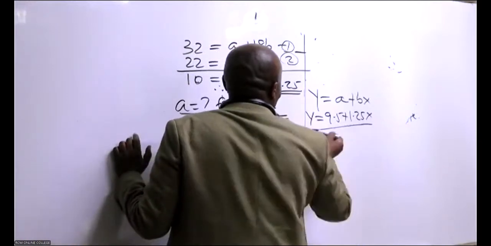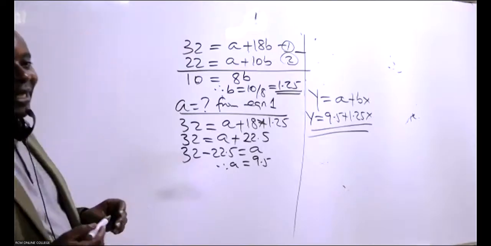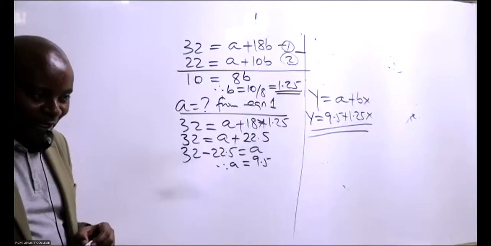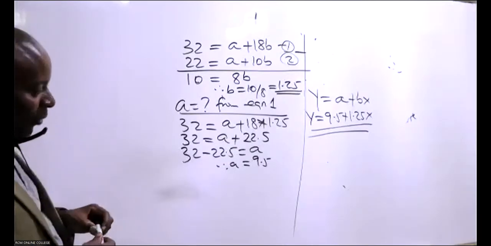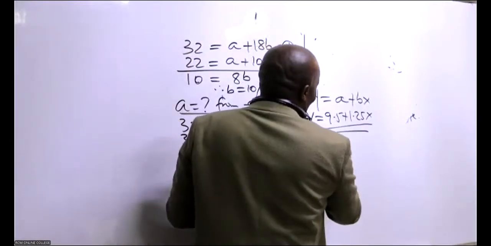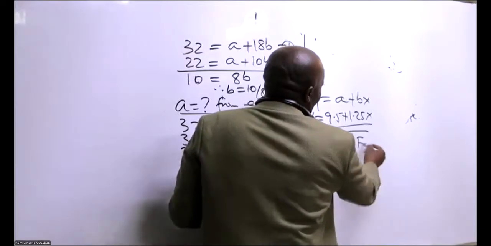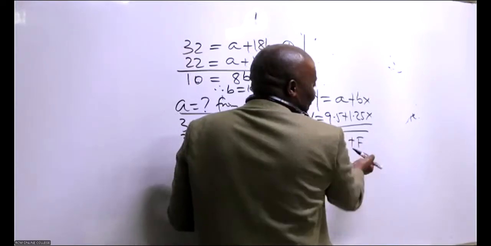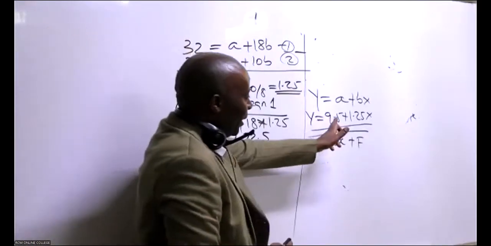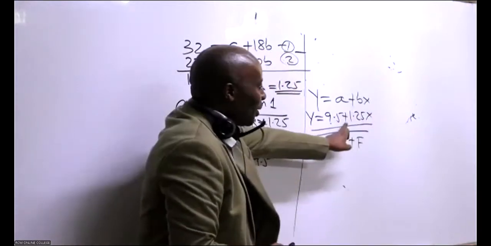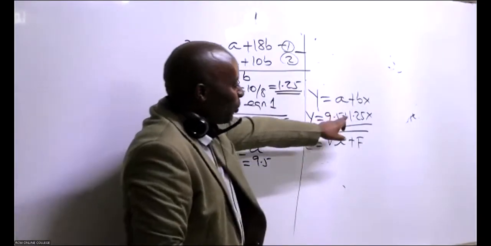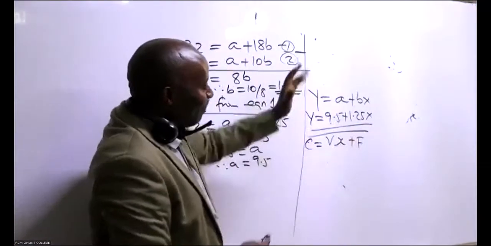Now let me ask you a question. In this kind of equation, if you are asked to tell us what the fixed cost is, what will it be equal to? 1.25. Wrong. Remember, cost equals vx plus f. F is on its own, independent. So regardless of where it is, I can see that this 9.5 does not depend on x. So this automatically becomes your fixed cost. And then of course, variable cost per unit will be 1.25. I'll come back to that later.